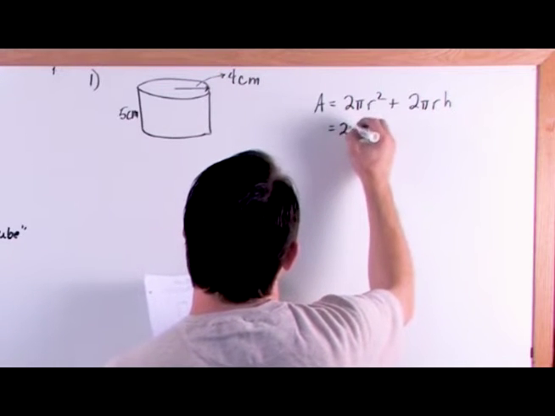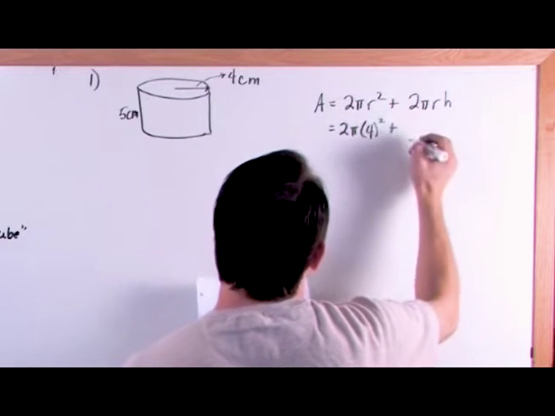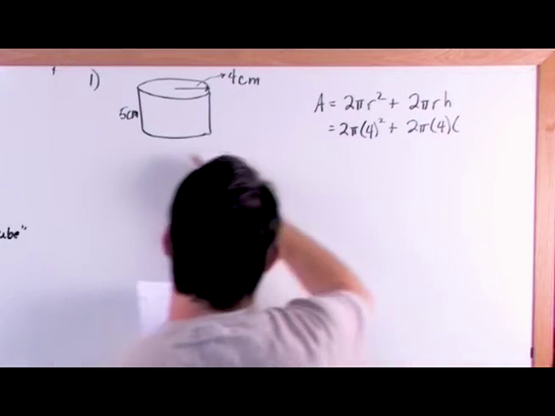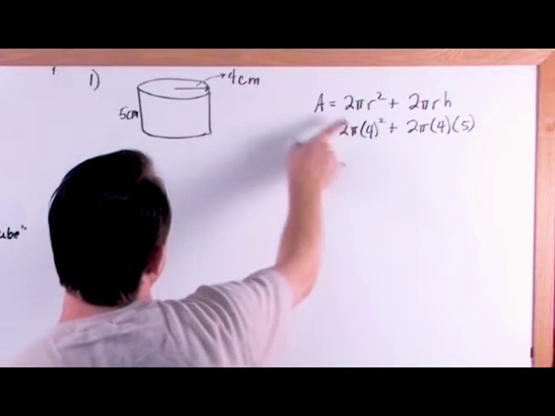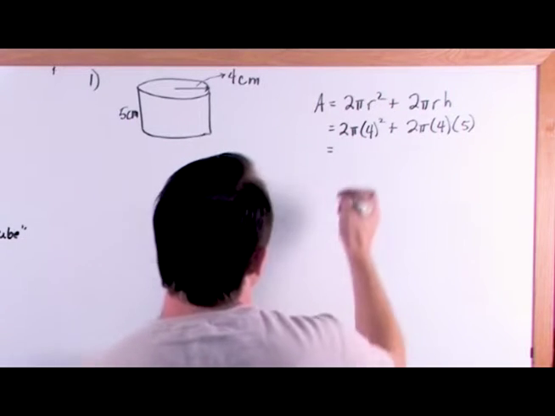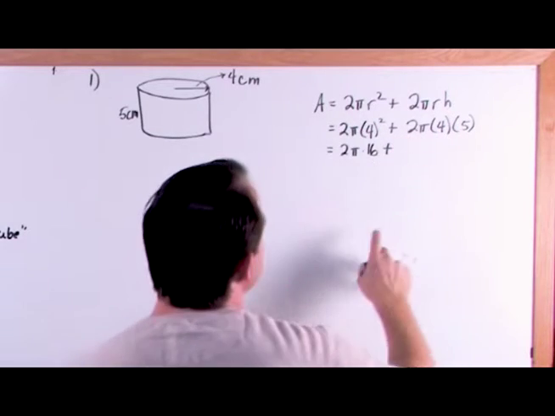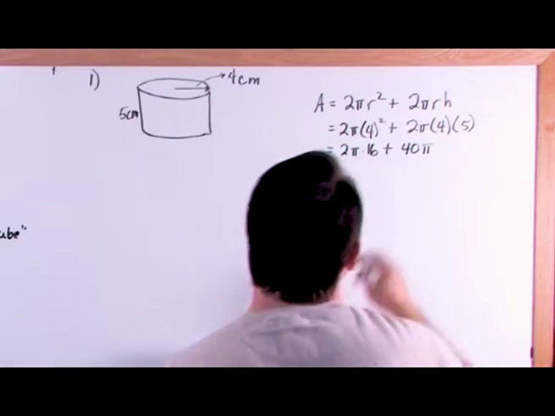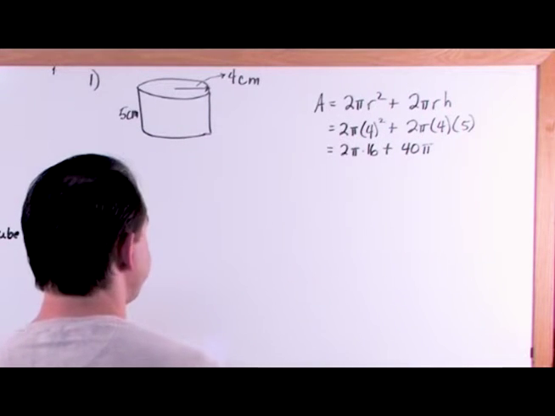Okay, so it's 2 pi, and r is the radius, which is 4, squared, plus 2 pi, r is the radius, times h, which is 5. So we're just plugging in the radius into here, and the height over here. When we multiply this out, we're going to get 2 pi times 16, 4 times 4 is 16, plus 2 times 4 is 8, 8 times 5 is 40 pi. We're just multiplying the numbers, and we always just keep our pi there.